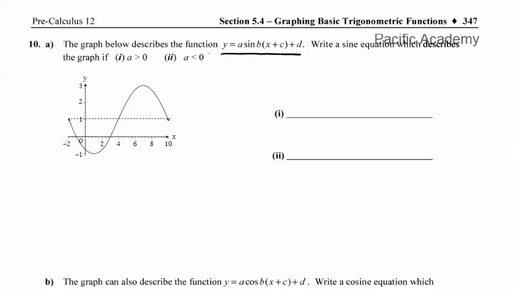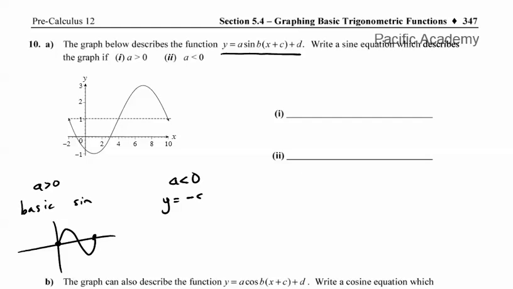One is if a is bigger than 0. And again, in that case, we're looking at the basic sine, which is a transformation of this shape. So that's when a is bigger than 0. And one when a is less than 0. A is less than 0 means that we have something like y equals negative sine x. So when a is less than 0, that's a reflection. So the basic negative sine graph would look like this.